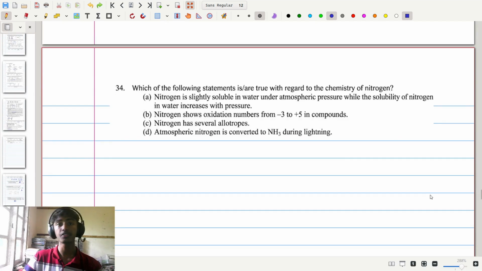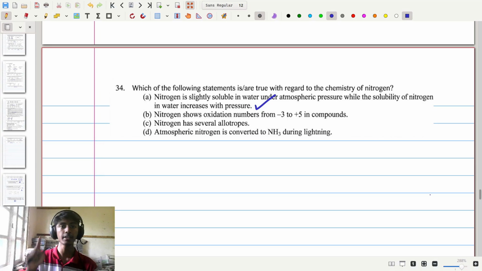Next, if we consider question 34, it says which of the following statements are true with regard to the chemistry of nitrogen. Now statement A says nitrogen is slightly soluble in water under normal atmospheric pressure, while the solubility of nitrogen in water increases with increasing pressure. Now this statement is correct, and in general, for any gas, when you increase the pressure of that gas, its solubility in liquid will increase.